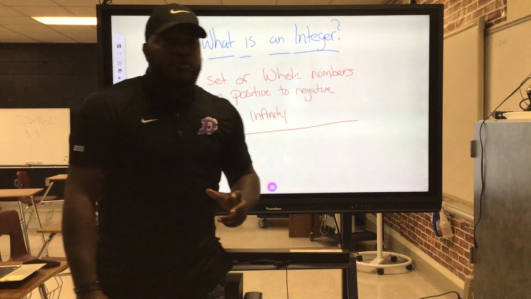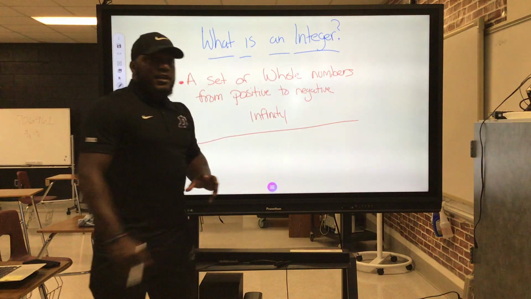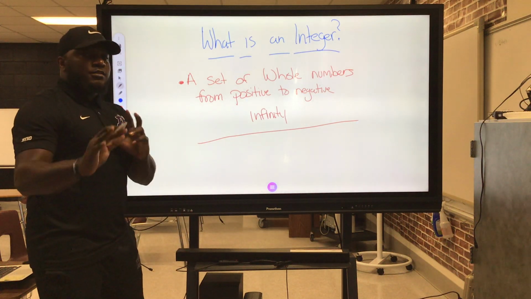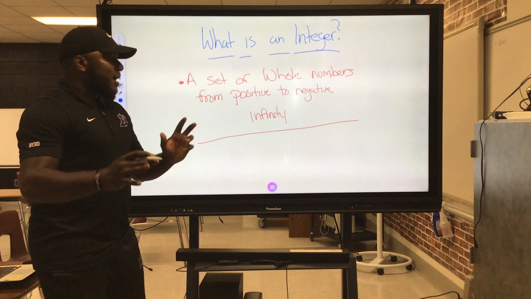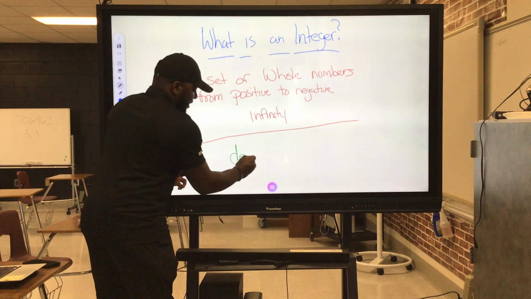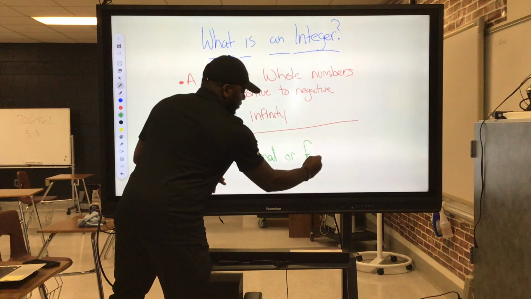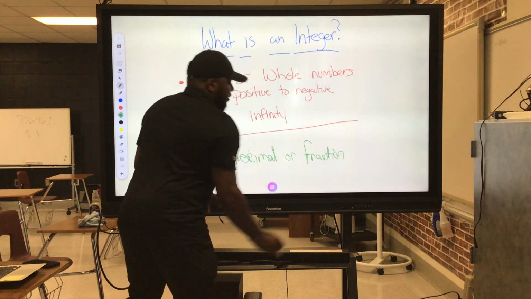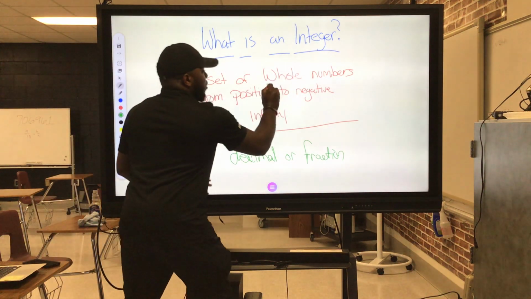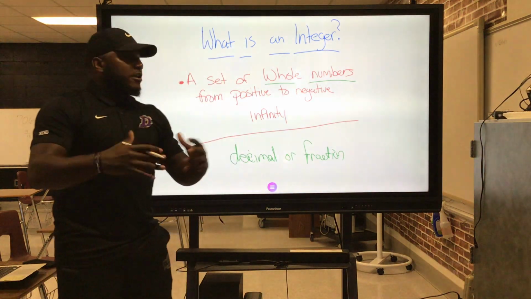It's a set of whole numbers, from positive to negative infinity. So if that's the definition of an integer, let's go ahead and identify what an integer is not, so we can clear up that misconception. An integer will not and will never be a decimal or fraction. Decimals or fractions are not integers, all right? Because we just stated that an integer is a set of whole numbers, and decimals and fractions are partial. They are not whole numbers.